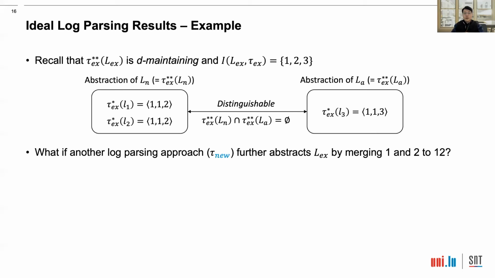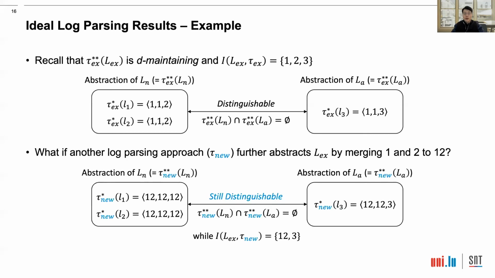But what if we have another log parsing result, represented by tau nu, which further abstracts these example logs by merging the abstract message 1 and abstract message 2 into 1, 2. Then visually, we can see that this new log parsing approach will lead to 1, 2, 1, 2, 1, 2 for the abstraction of normal logs. But for the abnormal logs, after the abstraction, it will be 1, 2, 1, 2, and 3, which is still distinguishable from the normal logs.